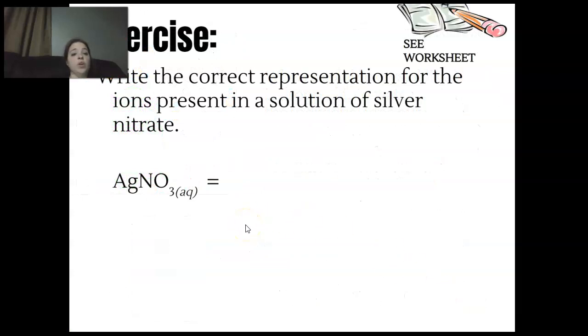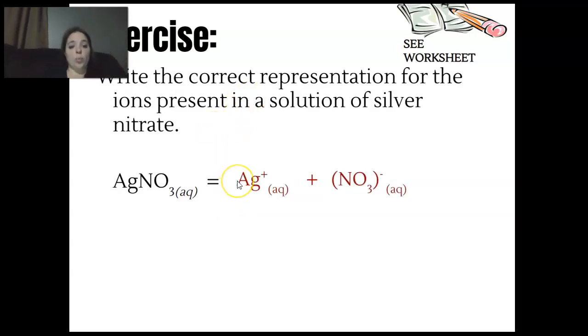So exercise, write the correct representation for the ions present in a solution of silver nitrate. So we've got silver and nitrate. Now looking at your reference table, you know that silver is +1 and nitrate is -1. So how we would put them into solution is as follows, using their appropriate oxidation states. So silver is a +1, where you've got the plus.